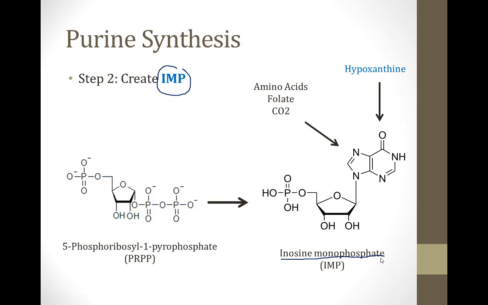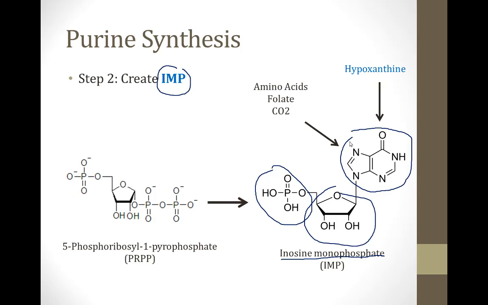It is an intermediate form that is used to synthesize the nucleotides that DNA and RNA like to use. But just like all nucleotides, it has a phosphate group, it has a ribose sugar, and it has a base. And the base that inosine monophosphate has is called hypoxanthine, a purine, and we'll talk a little bit more about that in the next few slides.